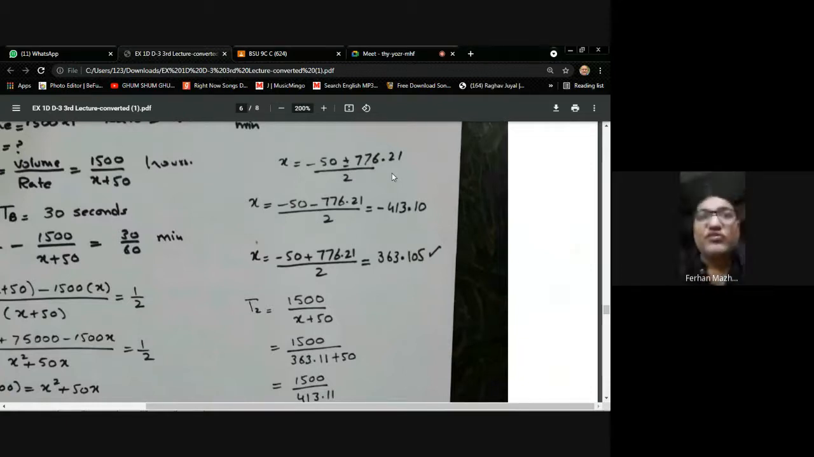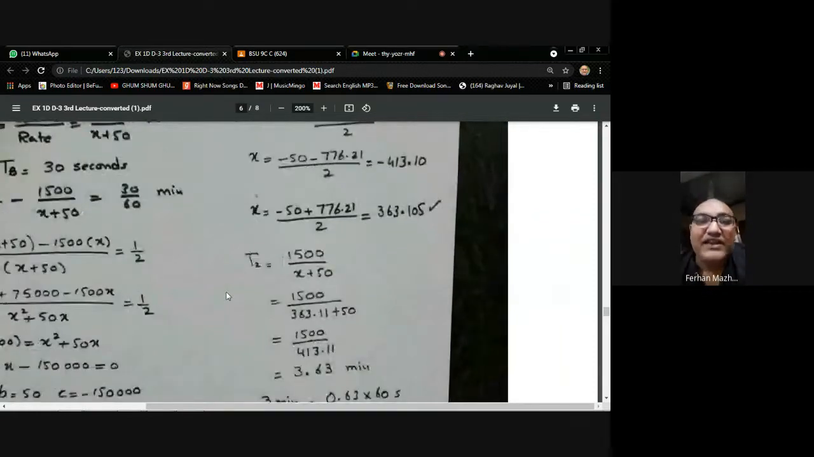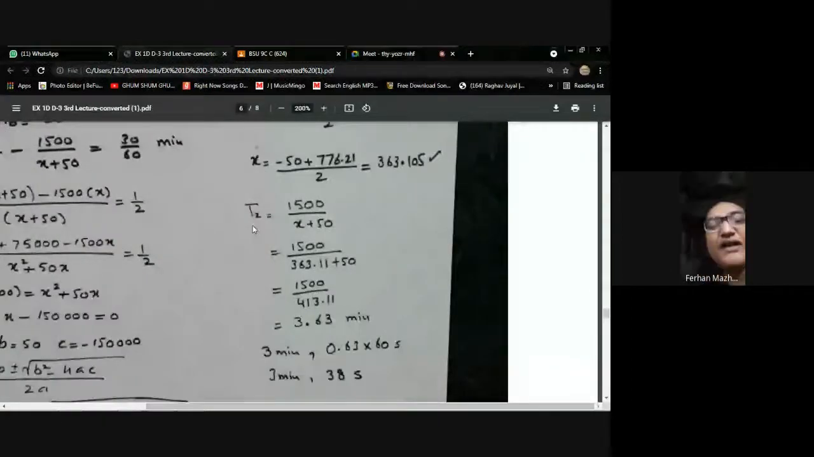So their question was how much time pump B will take. The time taken by pump B is given by T2, and its formula, as we noted at the start of the question, is 1500 divided by x plus 50. Substitute the value of x, which is 363.105. Just put that value in and do the calculation. The final answer will be 3.63 minutes.